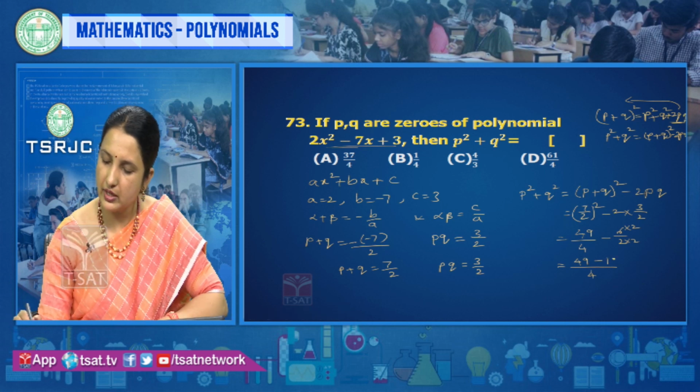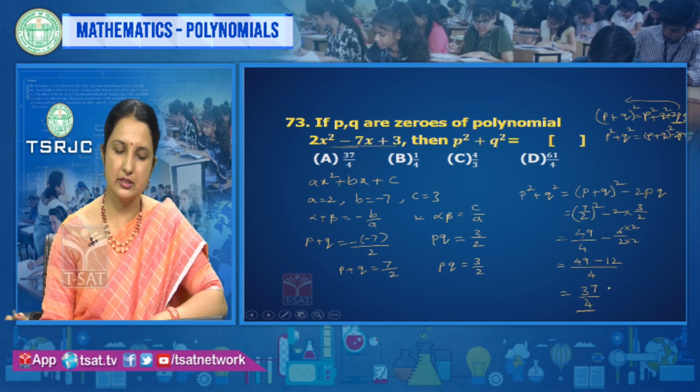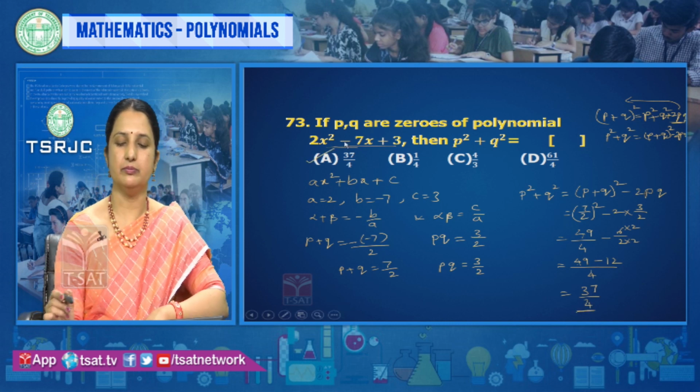Then 6 2s are 12. 49 minus 12 is what? 9 minus 2 is 7. 4 minus 1 is 3. 37 by 4 is the answer. Here it is, this one.